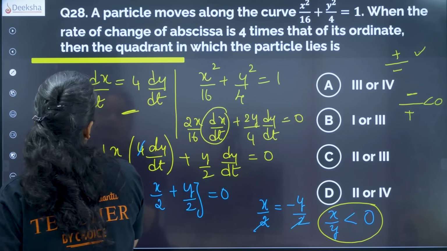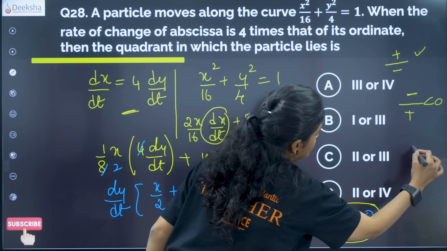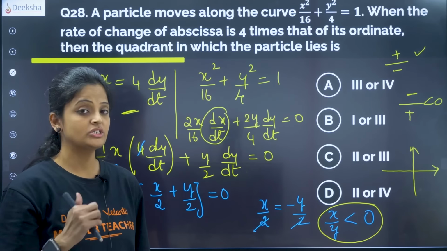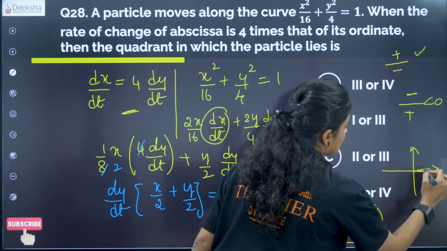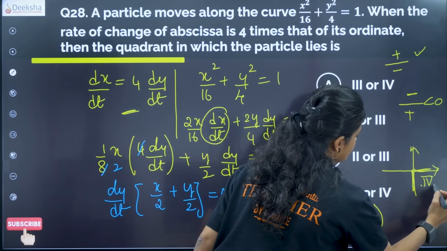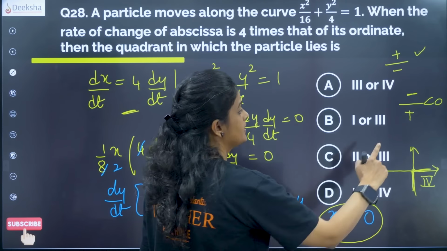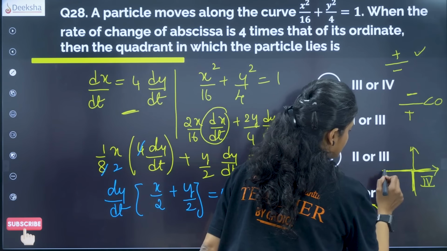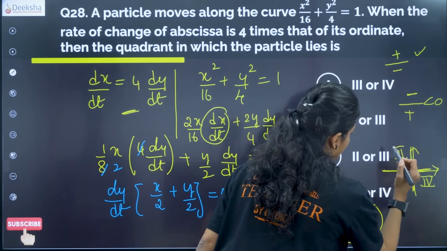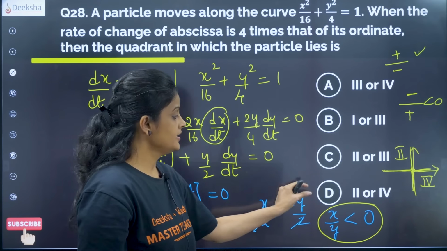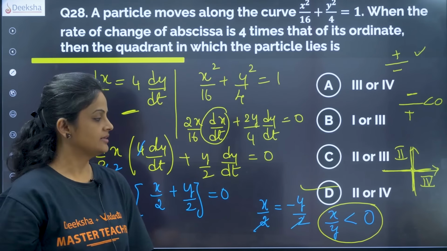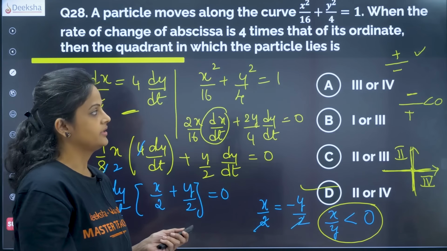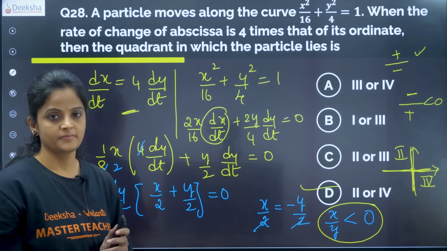In which quadrant do I have x positive, y negative? X positive and y negative, that is in the fourth quadrant, correct? And in which quadrant will I have x negative, y positive? X negative, y positive is in the second quadrant. So what is the answer? So second and fourth, option D is coming. So x by y is negative only in the second or fourth quadrant. Okay, got it?